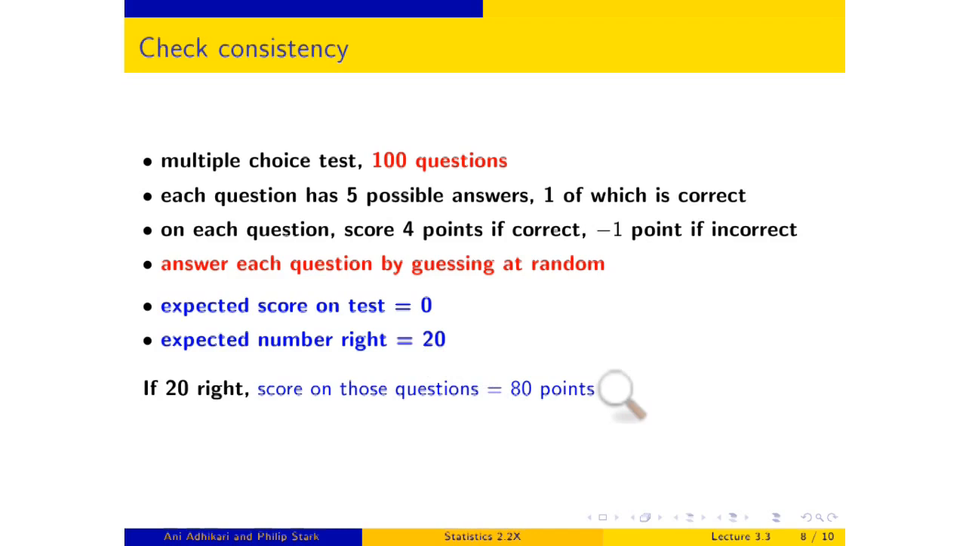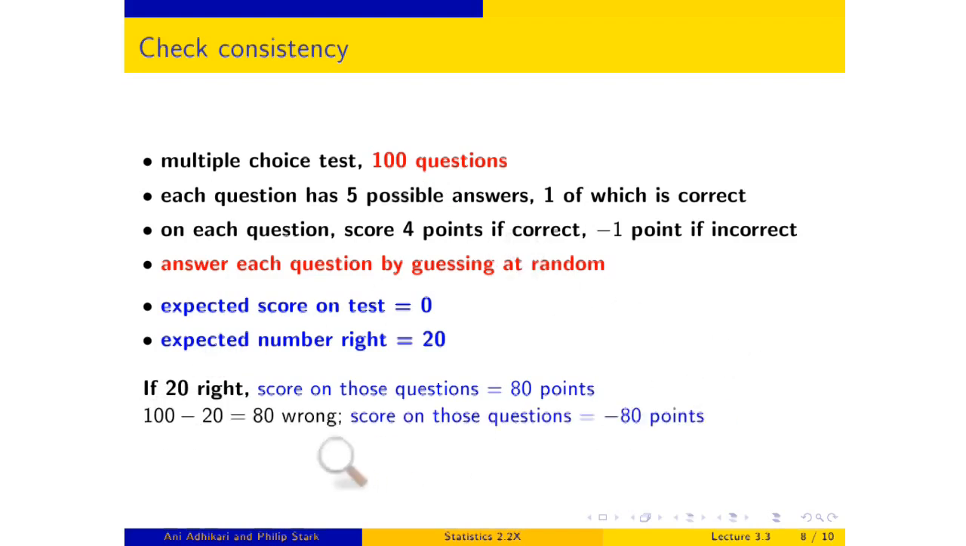Well, no, because they're going to be nasty to you about those questions you got wrong. And how many questions did you get wrong? If you got 20 right, then you got 100 minus 20, that's 80 wrong, and for each of those they're taking away 1 point. So for those questions you are scoring minus 80 points, and so your score on the test is 80 minus 80, and that's your 0 right there, and that checks out nicely.